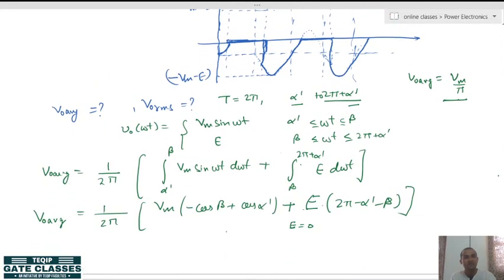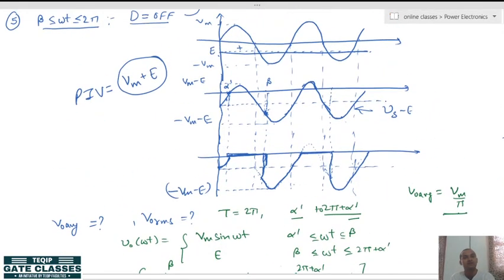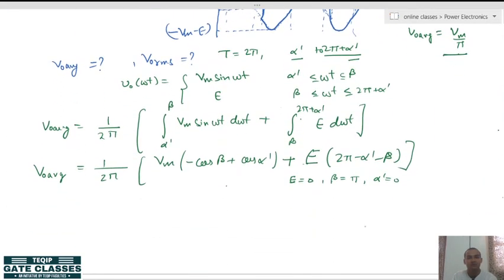If E is 0, the second condition is that beta is equal to pi, meaning the wave is ending at pi only. And if alpha dash is also 0, it means instead of the circuit turning on at alpha dash, that circuit is turning on at 0. So now put all these conditions here, and see what you will get.